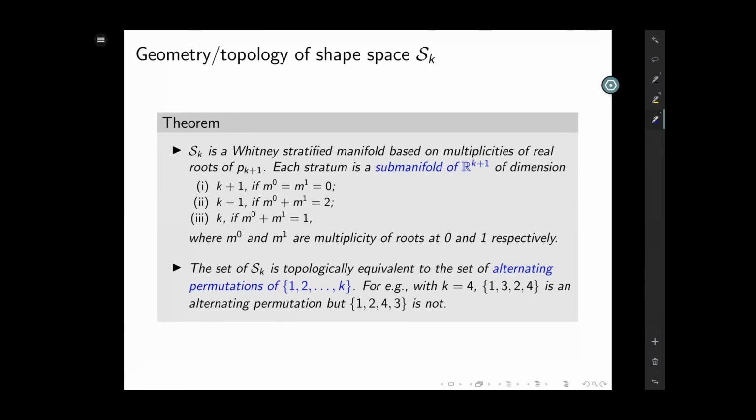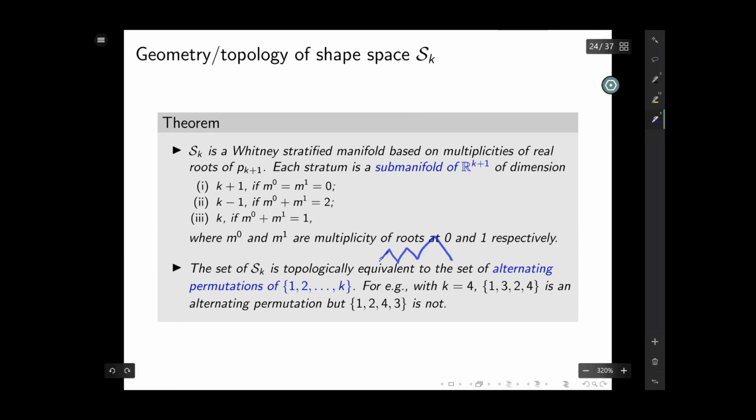So that is the geometric description. What is the topological description? Well, topology is only up to diffeomorphisms, that is, one-to-one smooth mappings. So I can basically take my vector of extrema. Remember, my vector of extrema basically goes up and down and up and down, or down and up and down and up. So I can just take this and map it to alternating permutations of 1 to k.